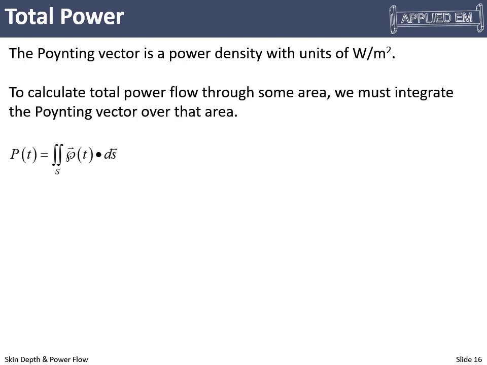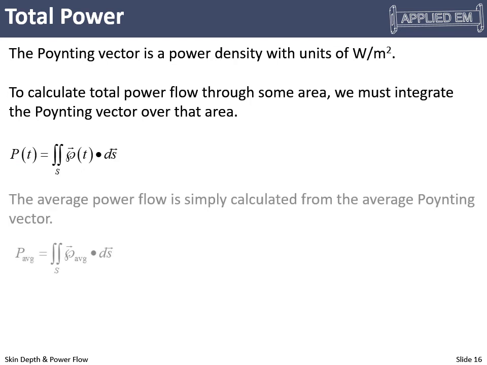Back to total power. So the Poynting vector is a power density, and anytime we have a density term, there's an integral hiding behind it to add it all up. And in this case, we're integrating, if you will, the power flux through this surface, and that'll tell us how much power is coming through. Typically, we'll do this with the average Poynting vector so that we get the average power. I've never personally needed the instantaneous overall power. I've just needed the average power.